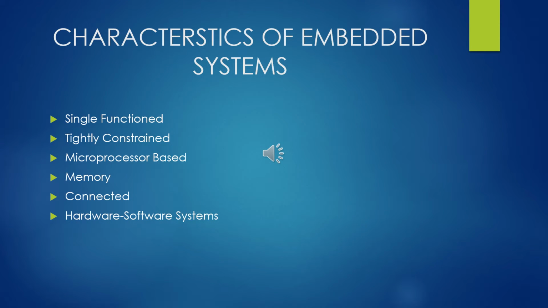Further, we see the characteristics of embedded systems. First, it is single-functioned. As seen earlier, it can perform a single or specific task. Tightly constrained, which means it also has its own limitations or boundaries. Microprocessor based memory, like the other devices, it also has some memory. Connected, it means it has peripherals which basically are ports for making connections to hardware and software systems.